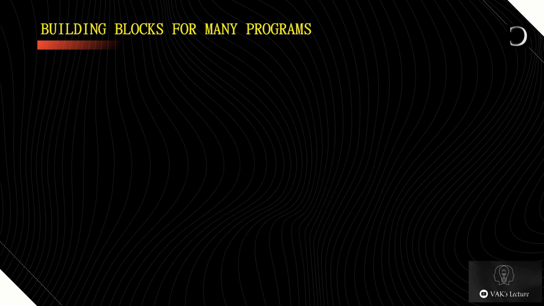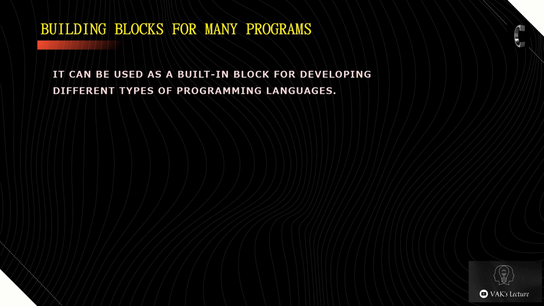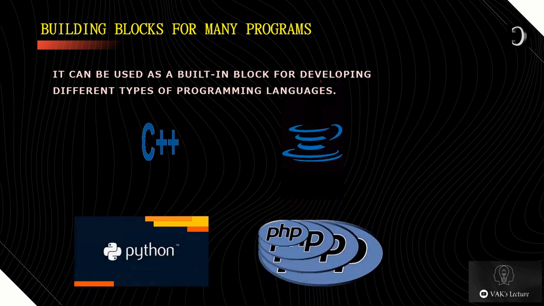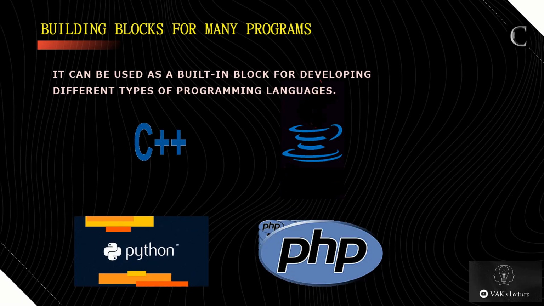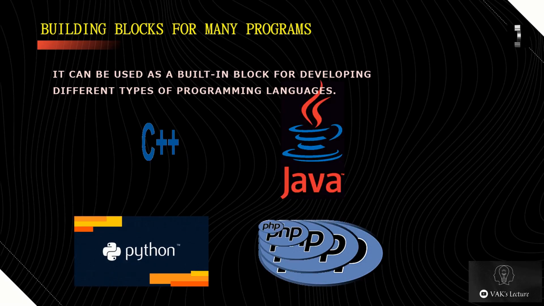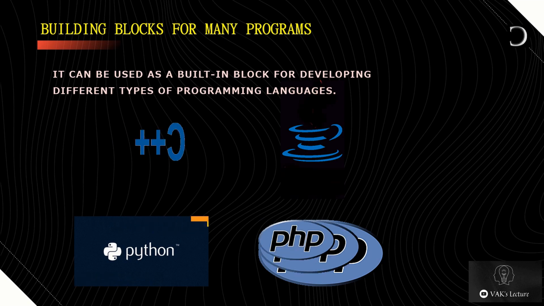Building blocks for many programs. We have already discussed in our previous videos that based on C language concepts, many languages were developed, like C++, Java, Python, PHP, etc. Whatever type of program you want to make with C, it helps like a built-in building block.